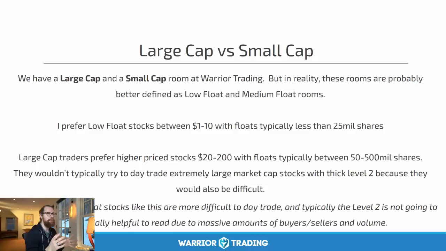Although occasionally we'll have a stock that rips from 20, 30 to 40, 50, 100, and we'll keep trading it because it's still behaving like a small cap stock. In the large cap room, they're usually focusing more on that medium float range, 50 to 100 million shares, 50 to 500 million. They're a little bit more thickly traded.